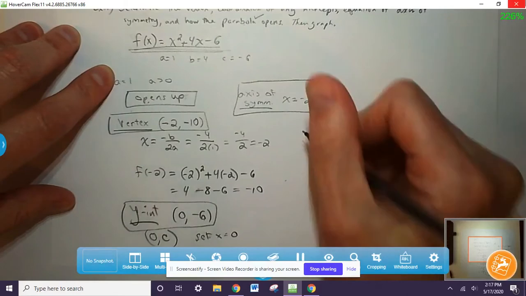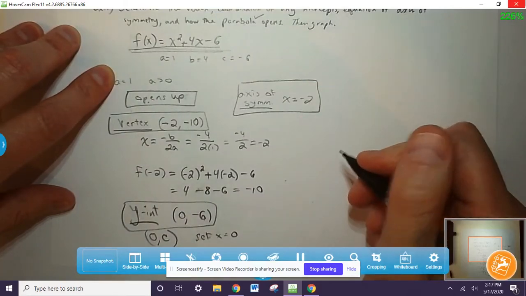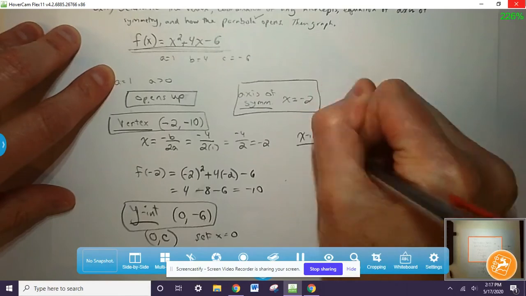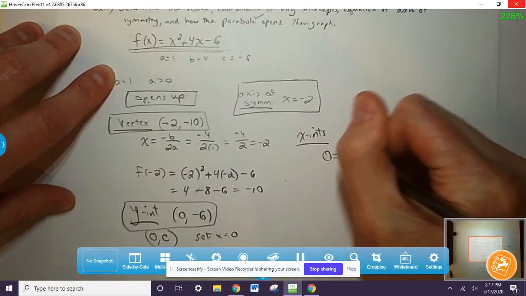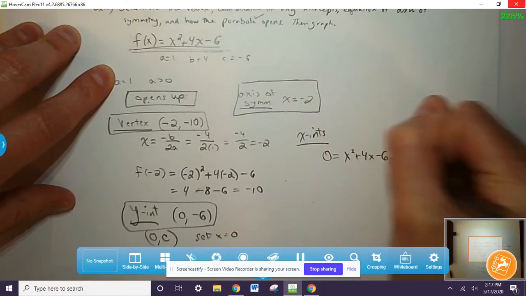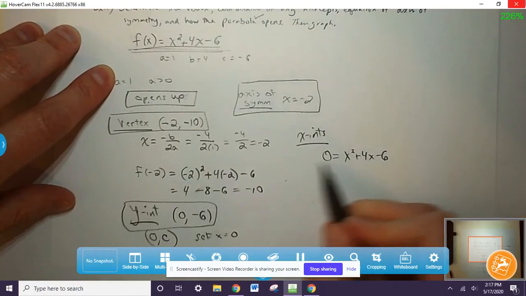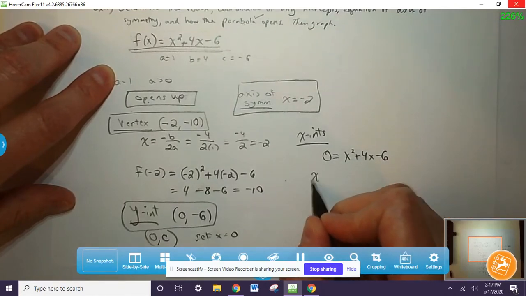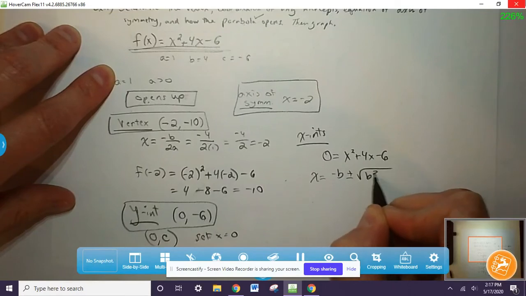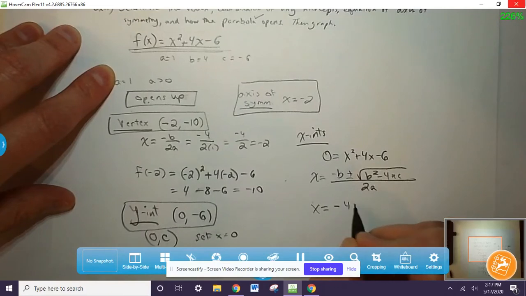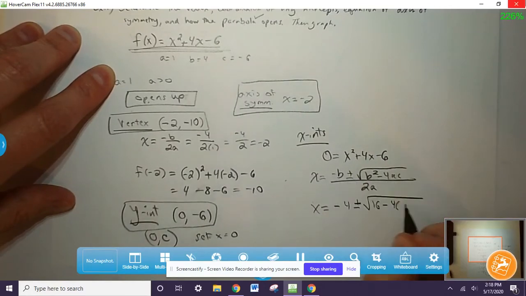And then for the x-intercepts, we have some work to do. So for the x-intercepts, we want to set y equal to 0. And we would try to factor, but this does not factor. So we're going to use the quadratic formula instead. The quadratic formula is something you're expected to know and remember from Algebra 1 and Algebra 2. So in this case, it's going to be opposite of 4 plus or minus b squared, which is 16, minus 4 times 1 times -6, all over 2a.